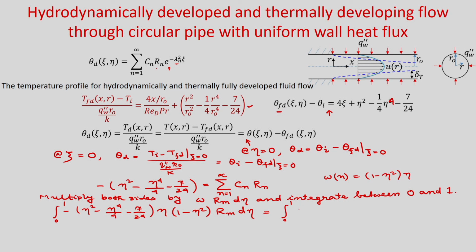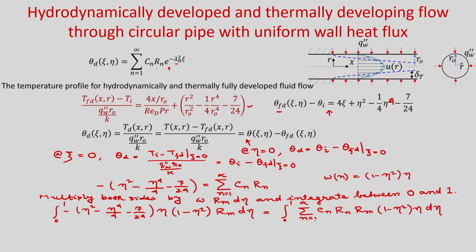Then you can write summation of n equal to 1 to infinity C_n, then R_n into R_m into (1 minus eta squared) eta d eta. So, if you remember the orthogonality condition, for n not equal to m, integral 0 to 1 of R_n R_m into w d eta will be 0. Okay. So, you can see from here.